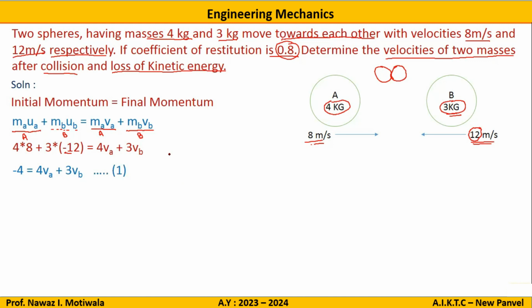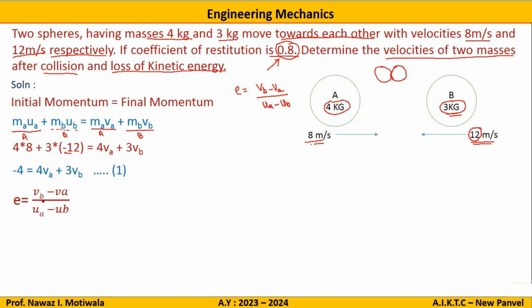Now in the question we were also given that the coefficient of restitution is 0.8, and we also have our formula for coefficient of restitution as e is equal to velocity of separation divided by velocity of approach. So we write it as vB minus vA divided by uA minus uB. So let us use this equation. We have e is equal to vB minus vA divided by uA minus uB.